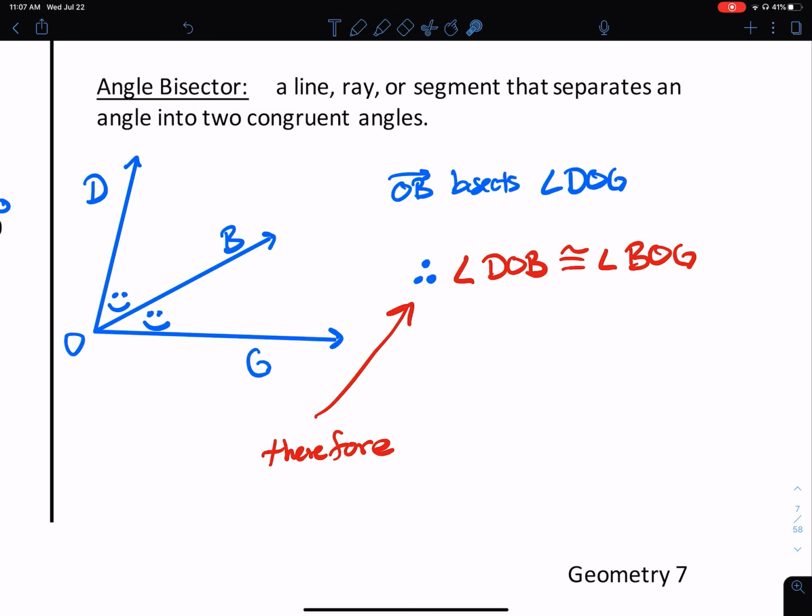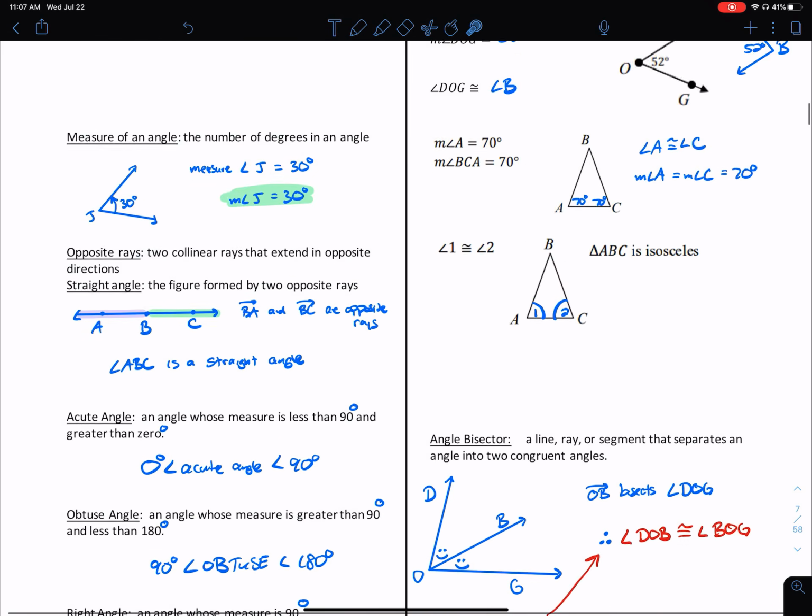And then to figure out what letter you're going to use, pick a letter on one of the rays. So I go from D to O to B, so it's angle DOB. I go from B to O to G, so it's BOG. For this one, I go from D to O to G, so it's angle DOG. All right, that's pretty much it for our terminology.